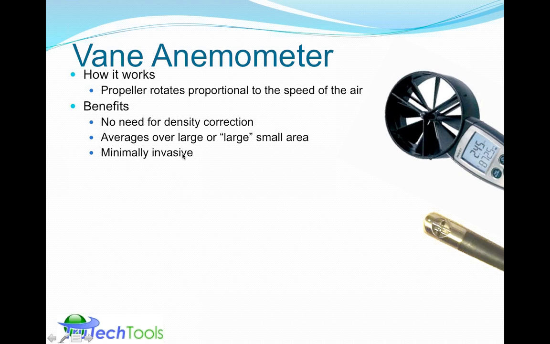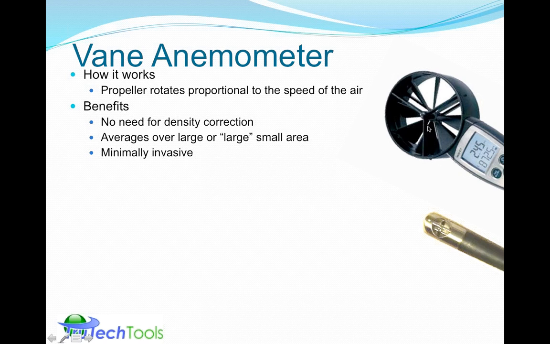Vane anemometers do not require density correction because they're actually measuring airspeed directly. They're one of the few measurement devices out there that measure the speed of the air directly. When we're talking about pitot tube arrays or thermal anemometers, having to look over an area, these vane anemometers are actually averaging over an area, either across this 4-inch circle, which is large in relation to a pitot tube or a hot wire anemometer, or across this 1/2 inch diameter circle. So I call this a large small area.